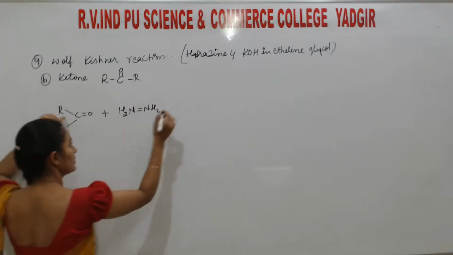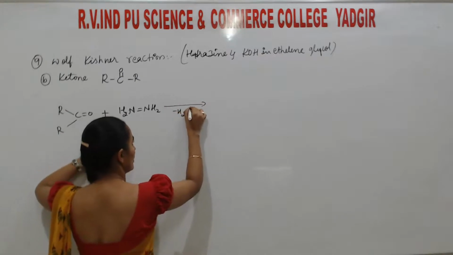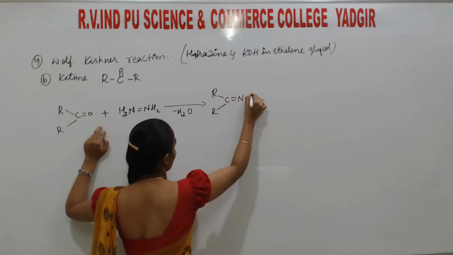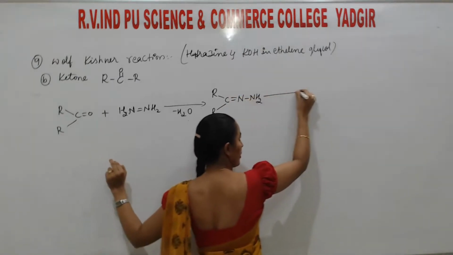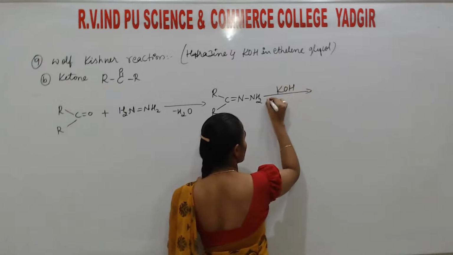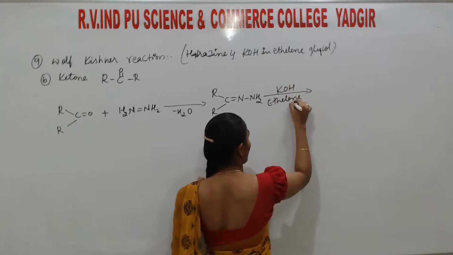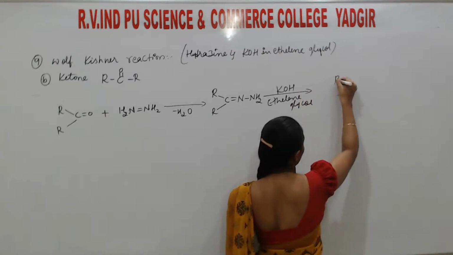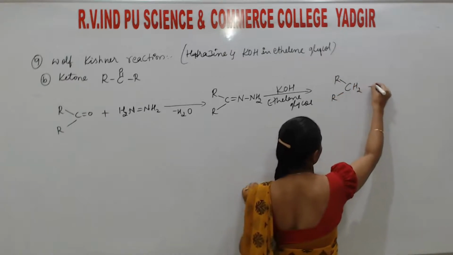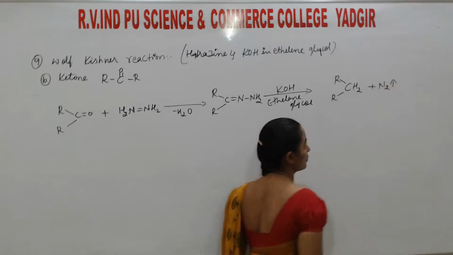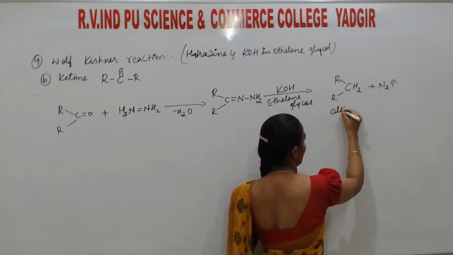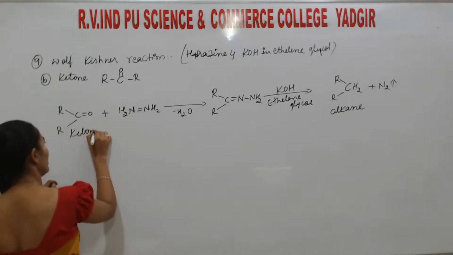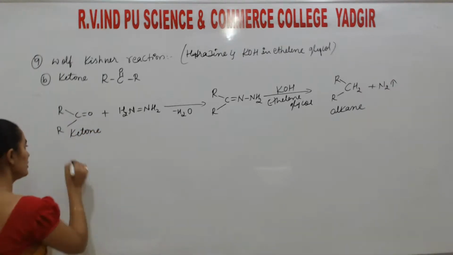Water molecule is removed, then they form R C R double bond, single bond NH2. This is followed by the reaction with potassium hydroxide in ethylene glycol, which gives the same carbon with R, R, H2 added here, that is N2. This one is what? Alkane. This one is ketone.